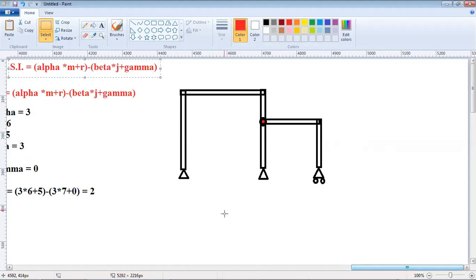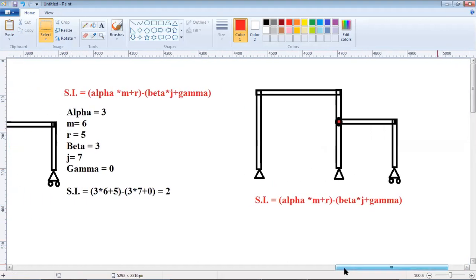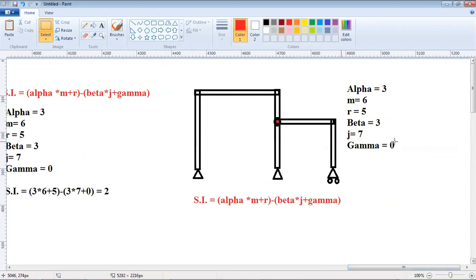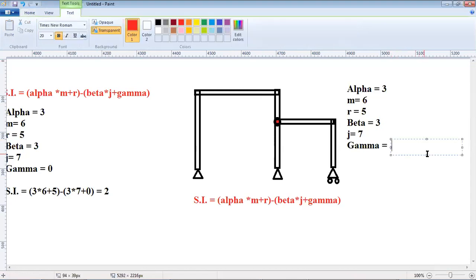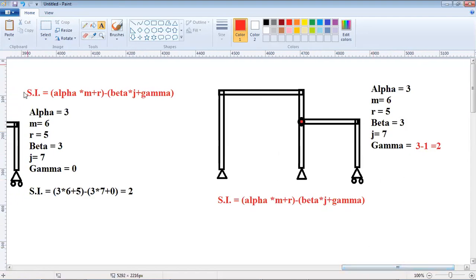Then what do you have? You have static indeterminacy, again this. Everything is the same except that gamma value. Now the gamma value will not be 0. Gamma value will be 2. The number of elements connecting are 3 minus 1, so it's 2. Gamma now is 2. So that's what changed.